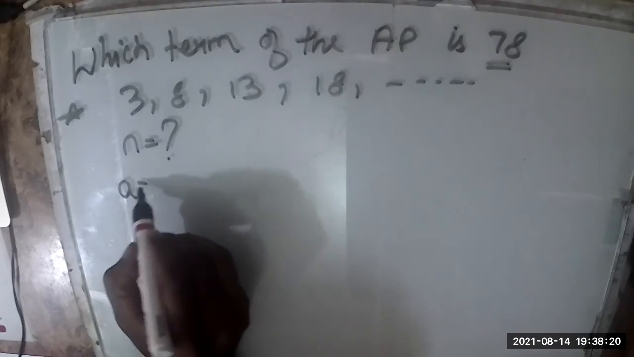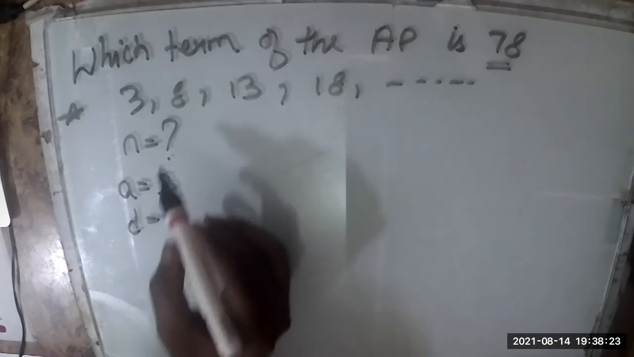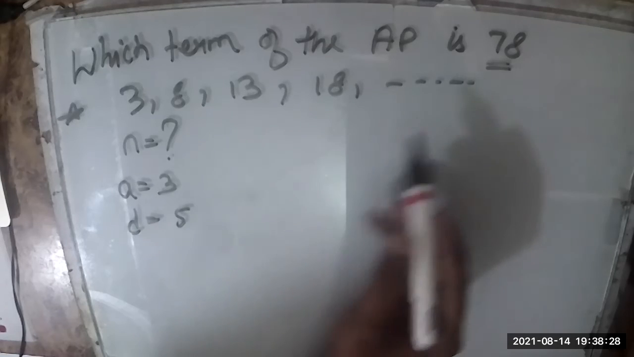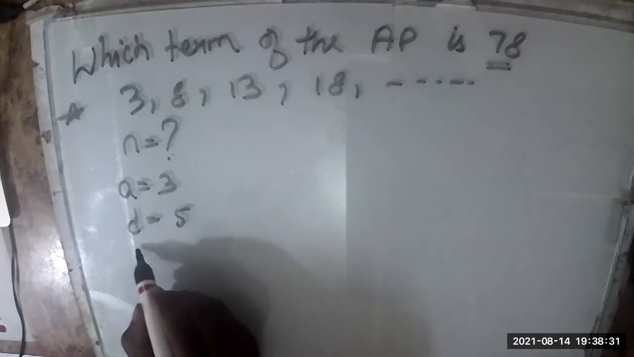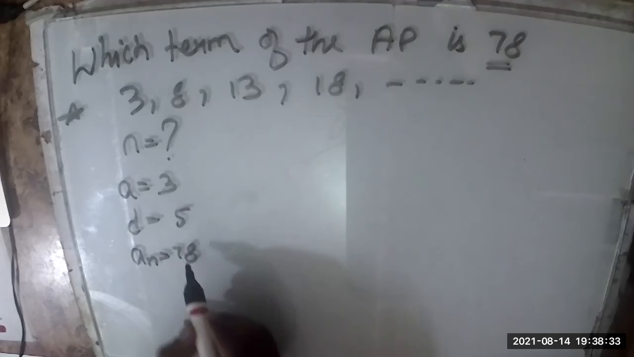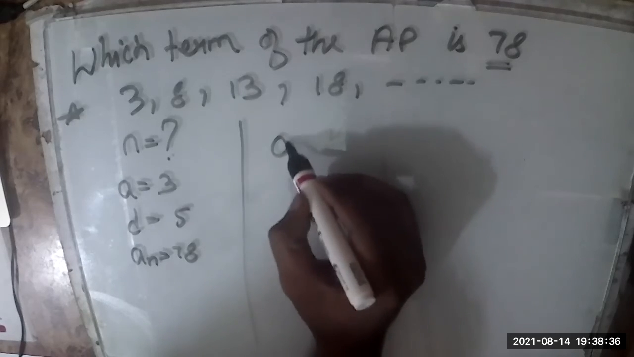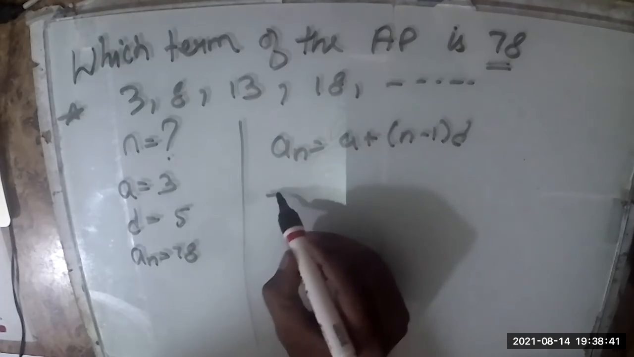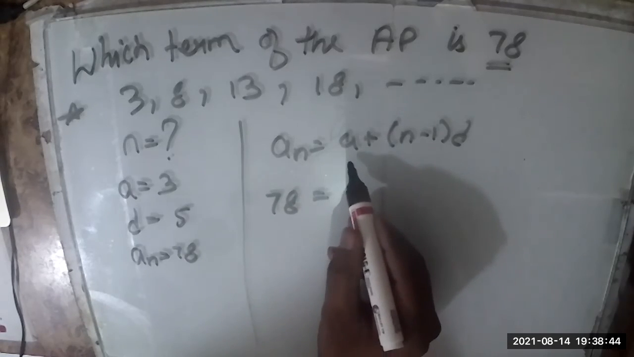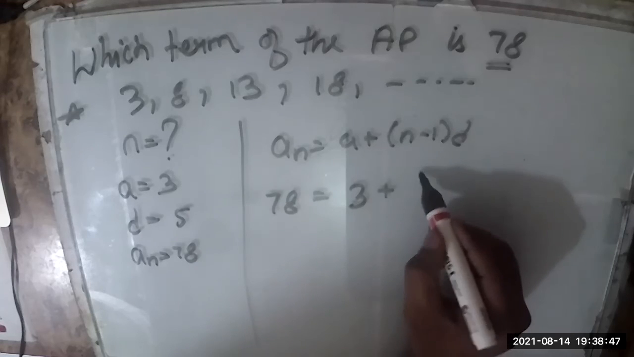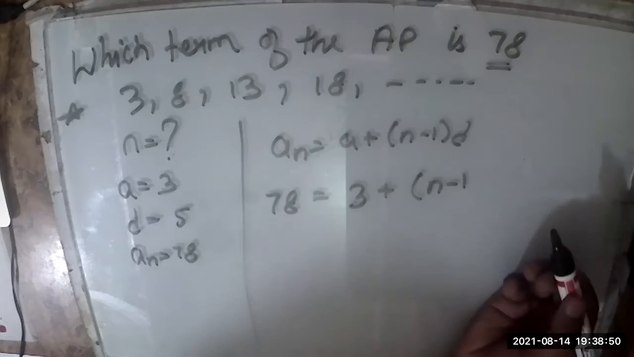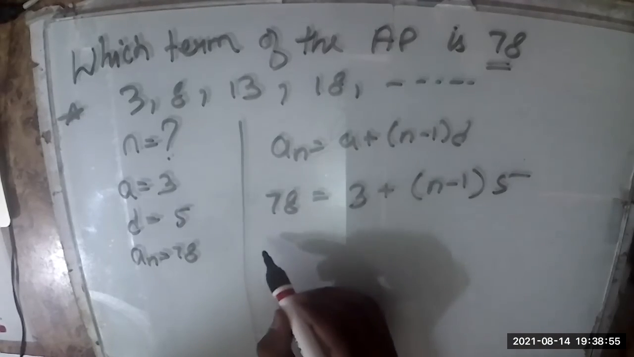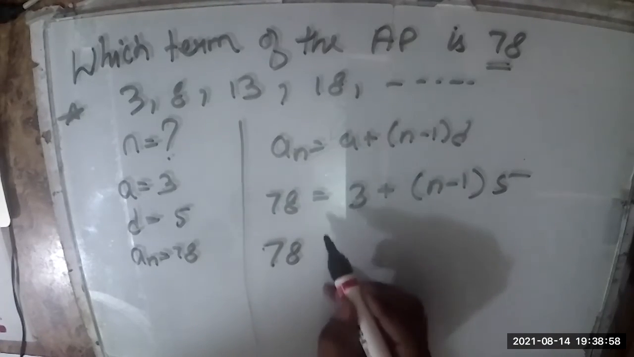So first of all, we'll find that a is 3. We'll find the common difference, that is 8 minus 3. 8 minus 3 means 5 is the common difference. And which one is the nth term? an will be 78 this time. Okay, so now we'll substitute all the values. an is equal to a plus n minus 1 into d. an is 78 here. Which one is a? a is 3 plus n minus 1. Now we'll keep n as n only because we have to find n, and the common difference is 5. Okay, so now we'll solve it by using BODMAS.